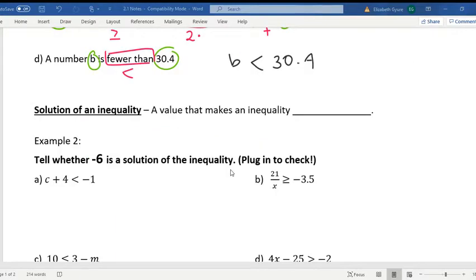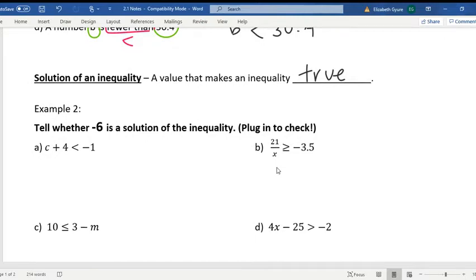Okay, solution of an inequality. So a solution of an inequality is a value that makes an inequality true. Yep. If it's a solution, then it works. It makes it true. So example 2, we're going to tell whether -6 is a solution of the inequality. In other words, we're just going to plug it in and check. So if you don't have a calculator handy, I would probably get one.